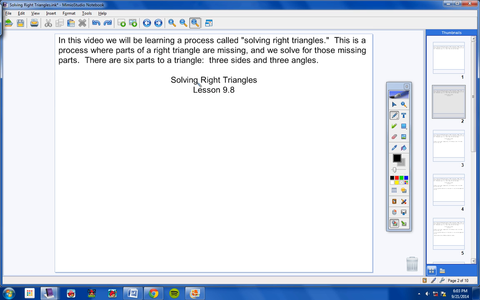Your heading for today is solving right triangles. The lesson number is 9.8, and be sure and include today's date, please, okay? Once again, your heading is solving right triangles, lesson 9.8, and be sure and include today's date in your notes.